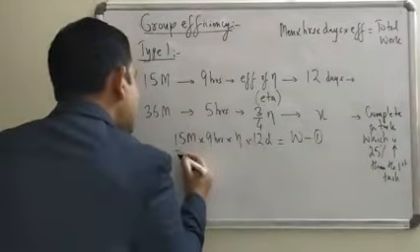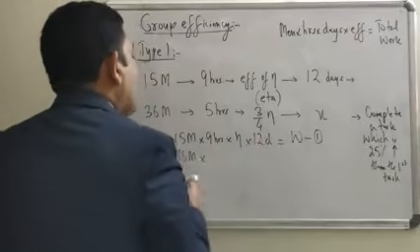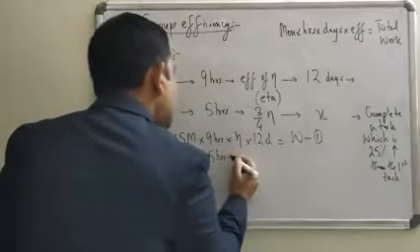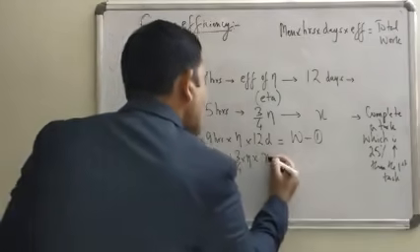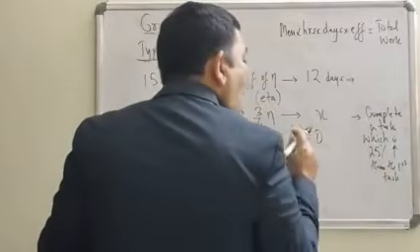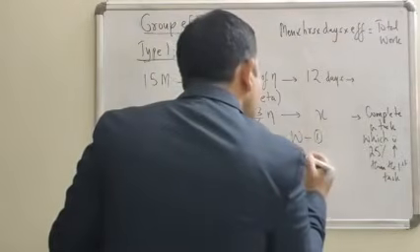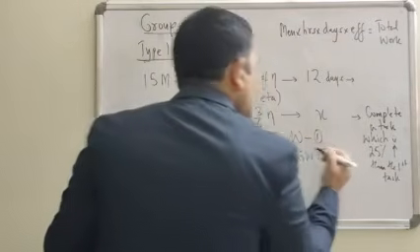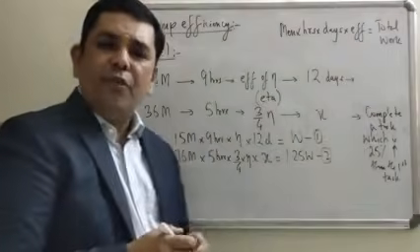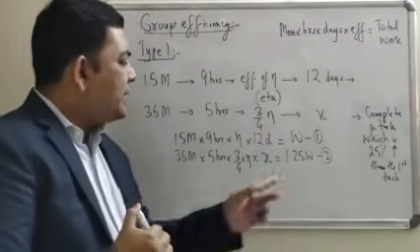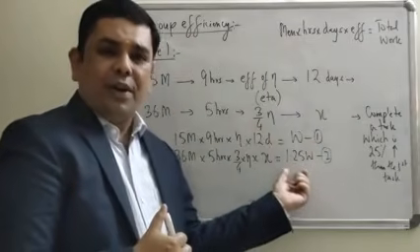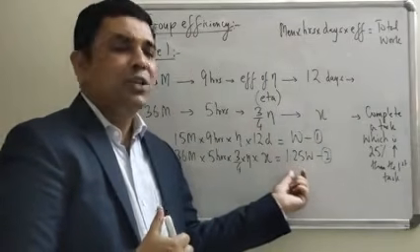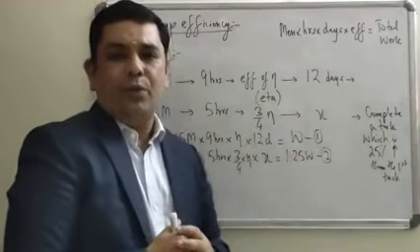What is the second case? 36 men, 5 hours. What is the efficiency? 3/4 of eta. What is the number of days? I don't know. And what is the total work done? It will be 1.25 of W. Fairly simple. The second task is 25% more than the first, so remember the multiplication factor. So 1.25 times W.